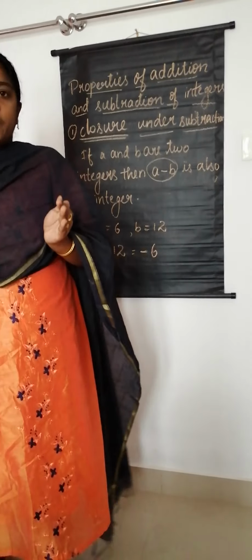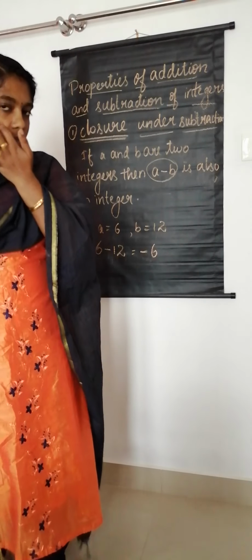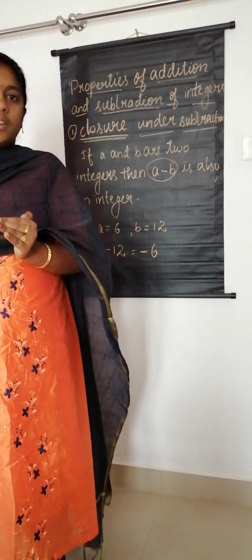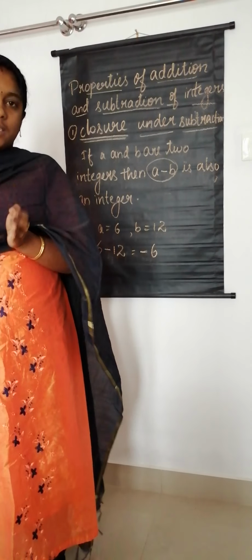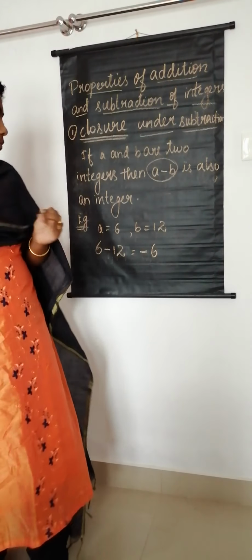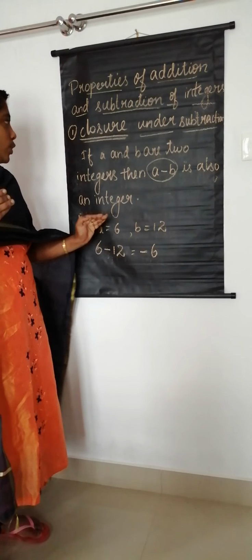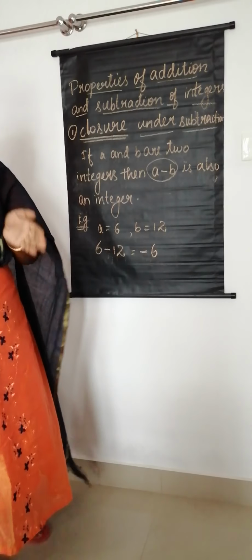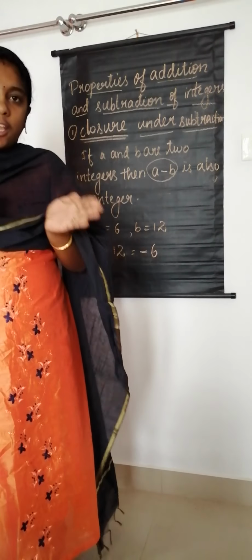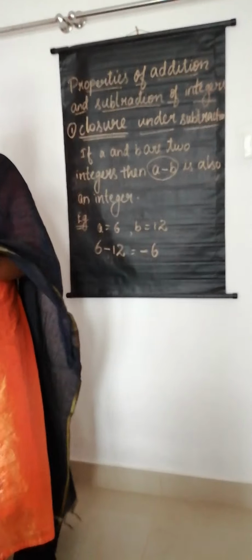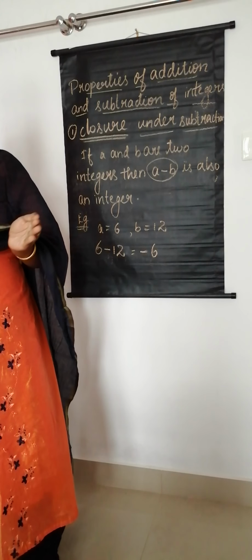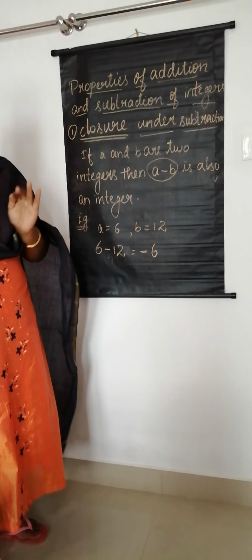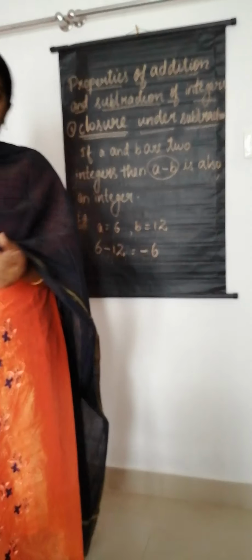It is the same as the addition property. In the addition property, if we have two integers and we add them, we get one answer, and that answer is also an integer. In the same way, in closure under subtraction, if we have two integers and we subtract them, the answer will also be an integer. This is the property of closure under addition and closure under subtraction. I think you have understood.